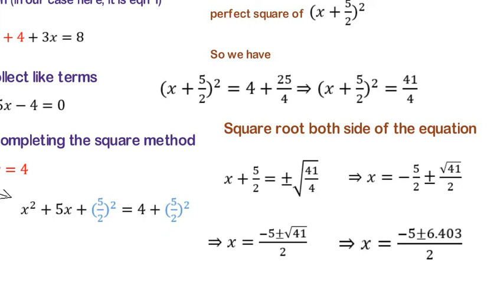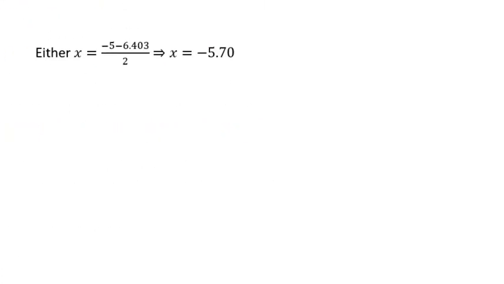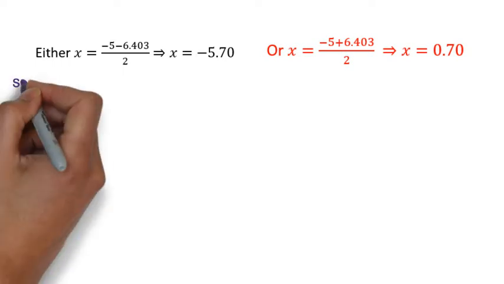Remember our either or. So either x is equal to (−5 − 6.403)/2, which implies that x is equal to −5.70 to 3 significant figures, or x equal to (−5 + 6.403)/2, which implies that x is equal to 0.70 to 3 significant figures.